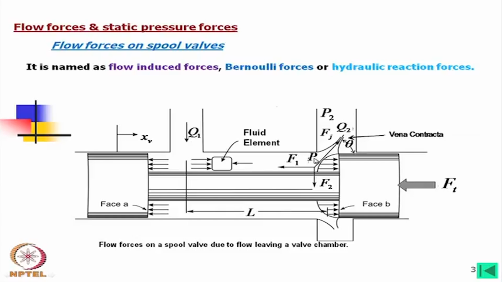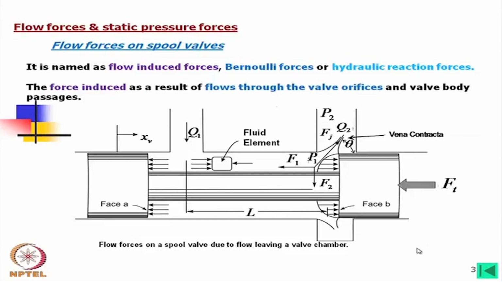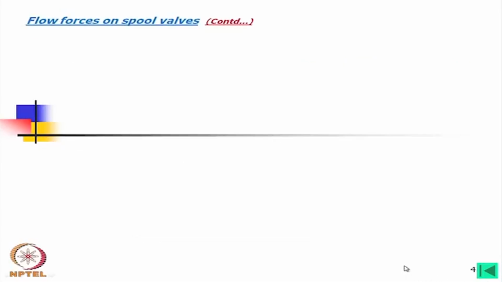Now, pressure P 1 we can measure here, this is inside and P 2 is the outside. We should say that this section is section 2 and here is section 1, and we can consider the pressure here to here to be more or less the same. Although there will be a flow, there is very little restriction. So, P 1 here and the pressure here also will be P 1. Okay. Now, the force induced as a result of flow through the valve orifices and valve body passages, which I have already explained.